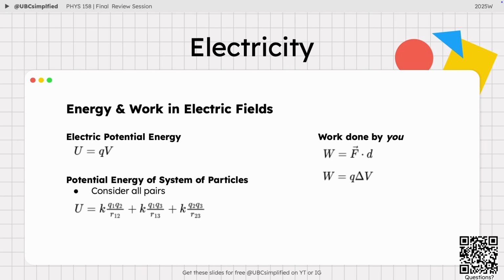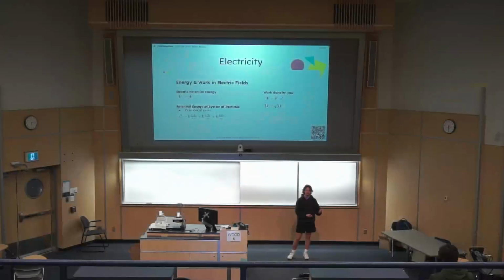Because work is just the change in internal energy, and internal energy is QV, so work is Q delta V. Does that make sense?